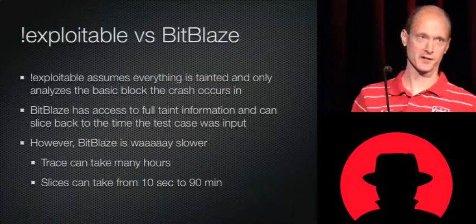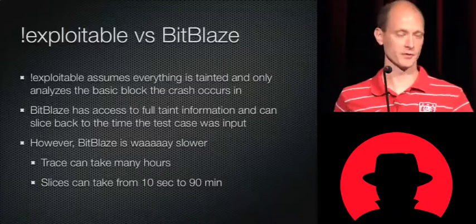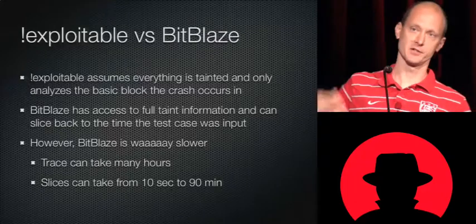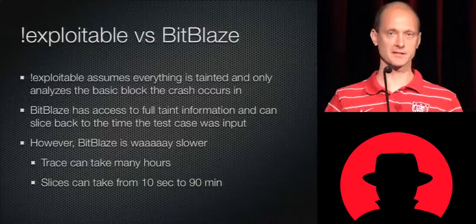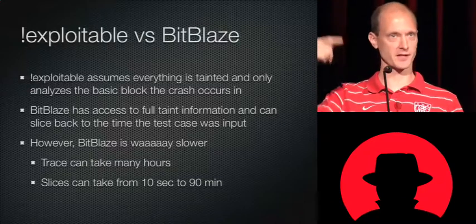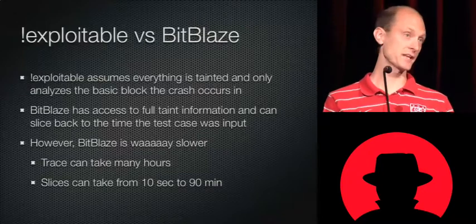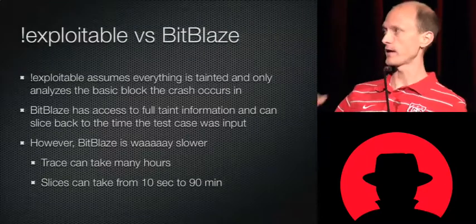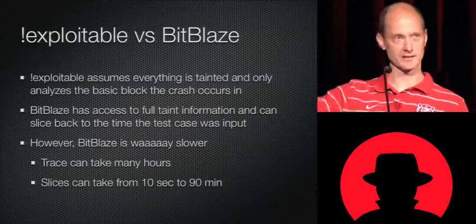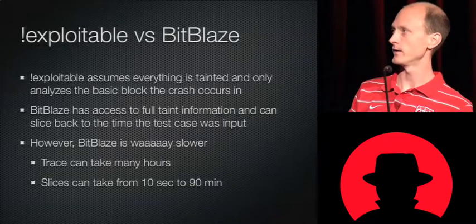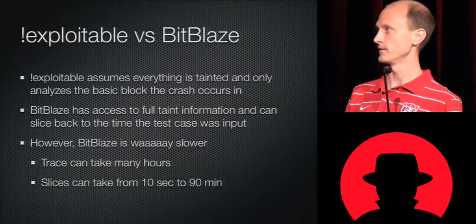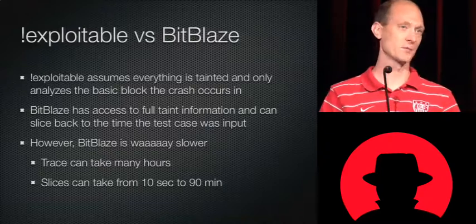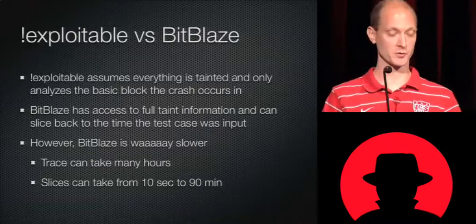So I mentioned !exploitable, so let's talk about what !exploitable does and what we can do with BitBlaze, which is more powerful. So !exploitable doesn't have all this detailed tracing information. It basically only looks at the basic block where the crash occurs and does a little slice on that. And as far as taint goes, it assumes everything's tainted because it's like, well, it crashed, there must have been a problem. BitBlaze, on the other hand, has full taint information and full trace information. So it can slice beyond the basic block it's in to figure out where data came from. Or at least you can have it do that. And furthermore, it knows exactly what's tainted and what isn't. And so from that, you can make more intelligent decisions about what is actually exploitable and what isn't.